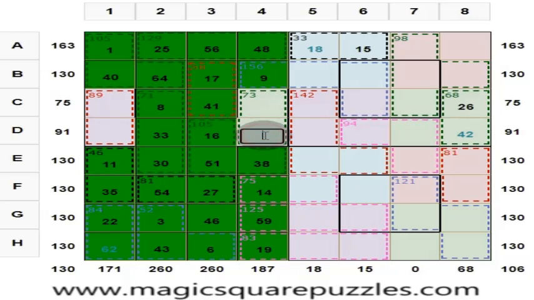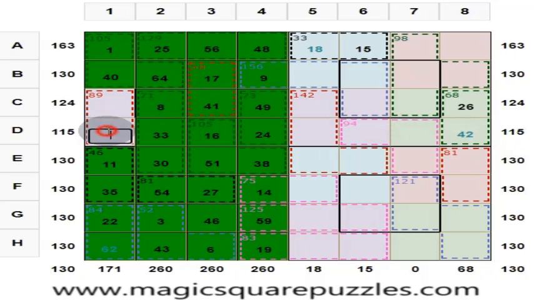And here you put 105, 106, 24. Here you put 49. And what is this? Here you put 33 plus 16 is equal to 49. 49 plus 24 is equal to 73. Here you put 57. And here you put 32.